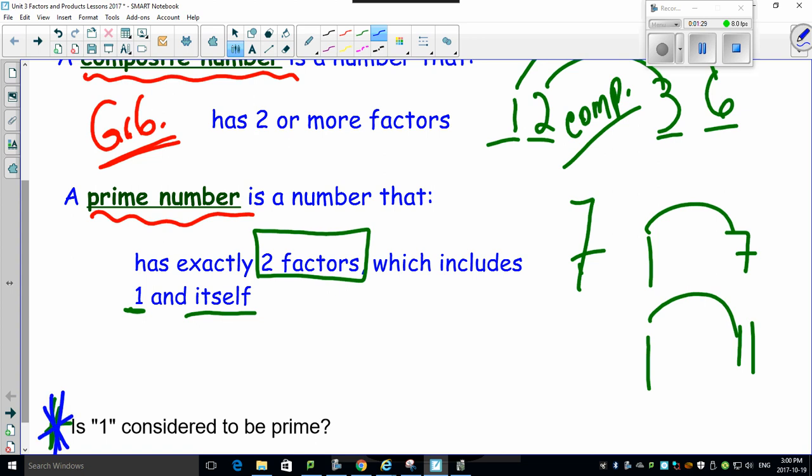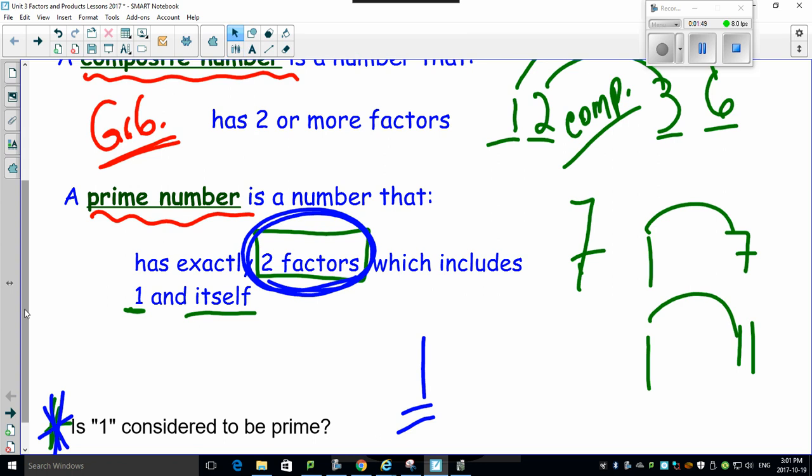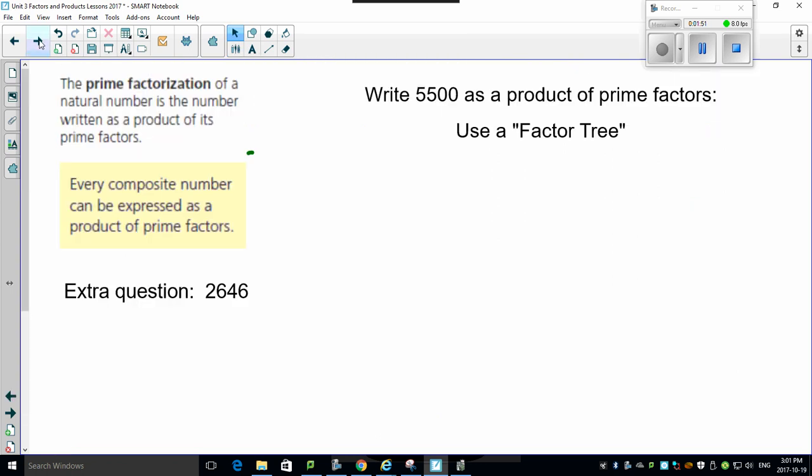But here comes a question that I'm sure is going to have some kind of great discussion at the supper table. Is 1 considered to be a prime number? Well, if you look at the definition, it says you have to have exactly 2 factors. 1 doesn't have 2 factors. 1 only has itself. That's it. So 1 technically is not a prime number. Oh, that ought to get some good heated discussions at the dinner table today.